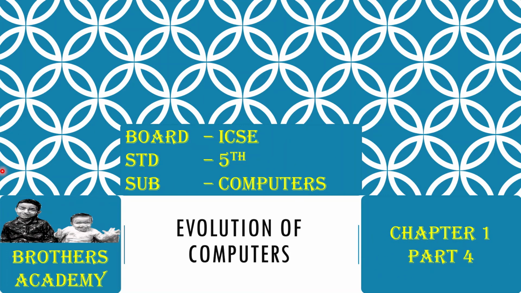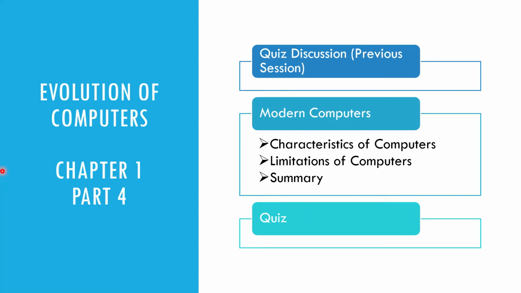Today we will continue with the first chapter of our computer book, Evolution of Computers, Chapter 1, Part 4. In today's video we will discuss the questions raised in the previous session, followed by characteristics of computers, some of the limitations of computers, and then we will summarize the entire chapter. We will end the session with a short quiz.